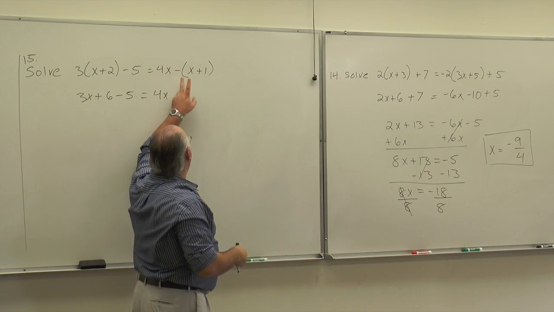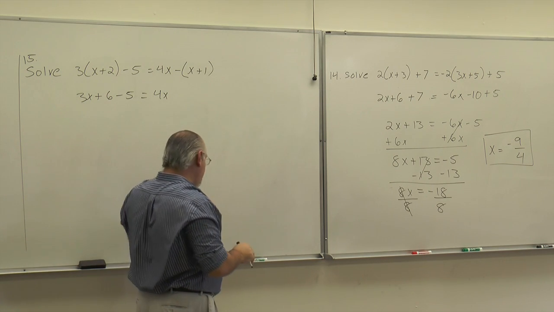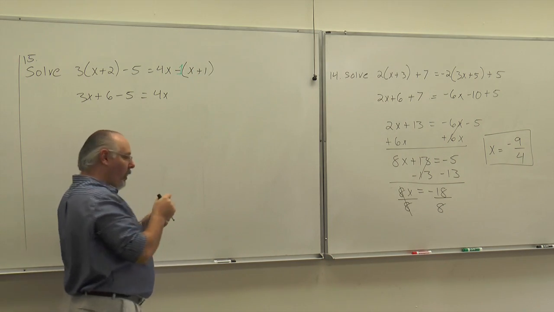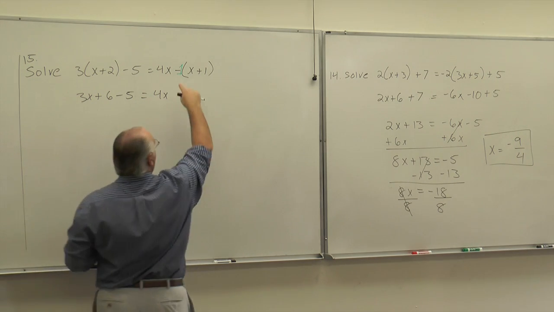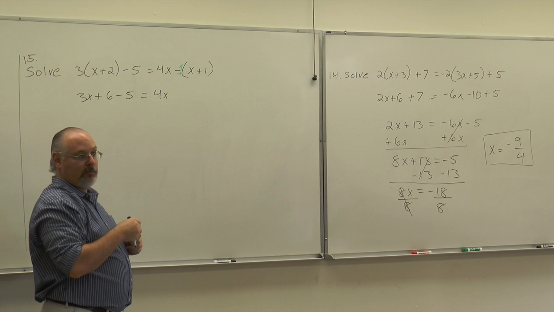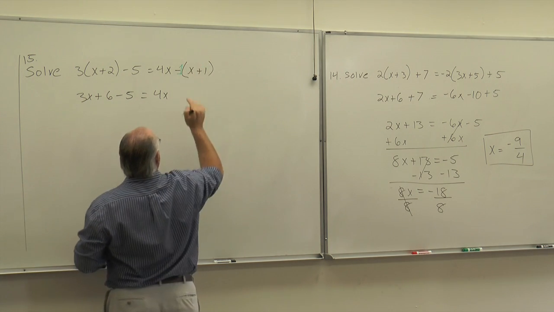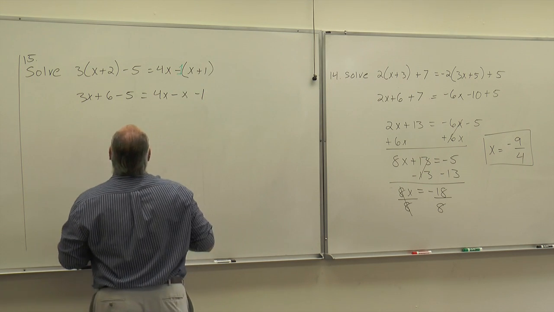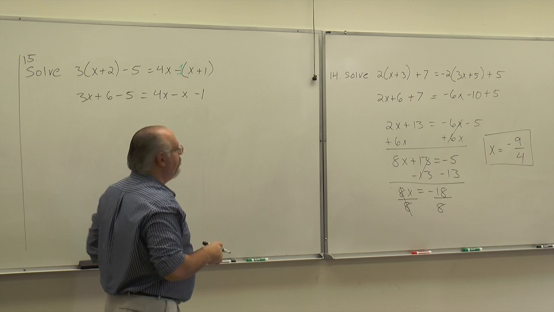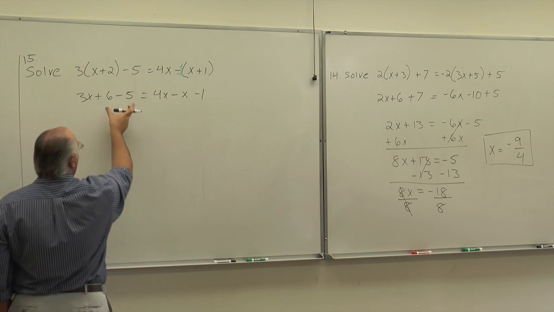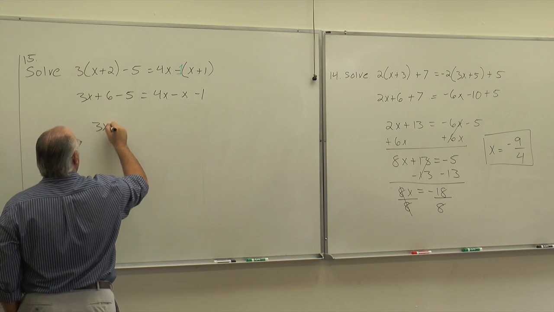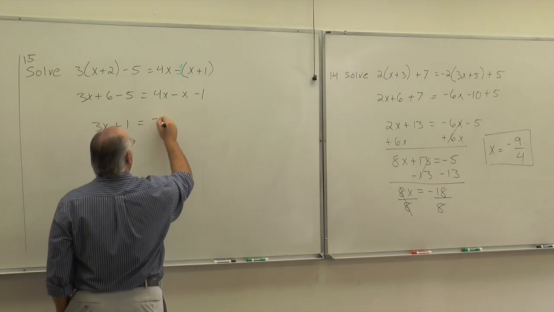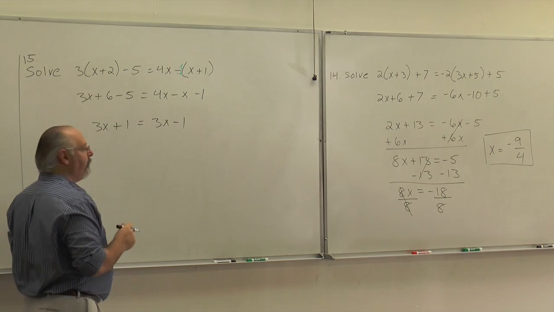Whenever you have a minus and then something in parentheses, I think the best way to think about it is put a coefficient of 1 in front of that parentheses and then distribute that negative 1. So this becomes negative 1 times x is negative x, and negative 1 times 1 is minus 1. So when we combine like terms on the left, we get 3x plus 1. When we combine terms on the right, 4x minus x is 3x minus 1.